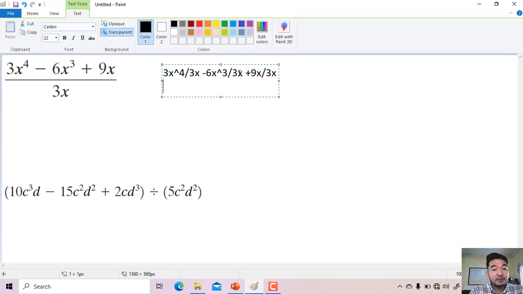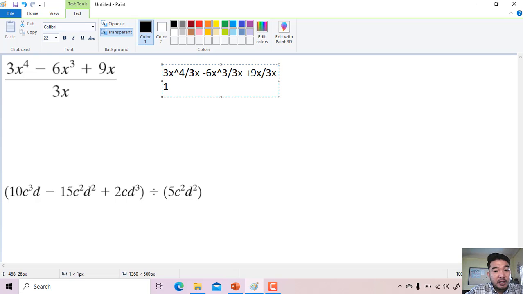Divide 3x raised to 4 by 3x. Take note that when dividing a polynomial by a monomial, or when dividing a monomial by a monomial, you have to subtract the exponents. So for example here, the exponent of our numerator is 4 and the exponent of our denominator is 1. So 4 minus 1 will become 3. And then the numerical coefficients of the terms must be divided as well. So we divide 3 by 3, that is equal to 1.